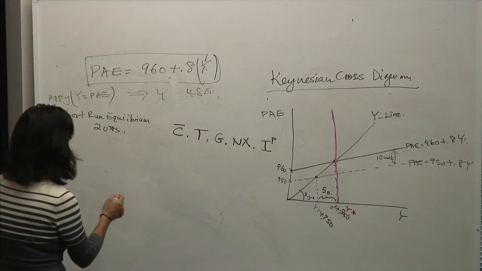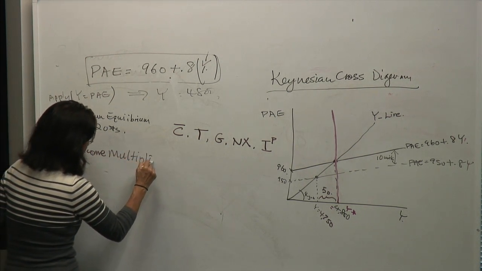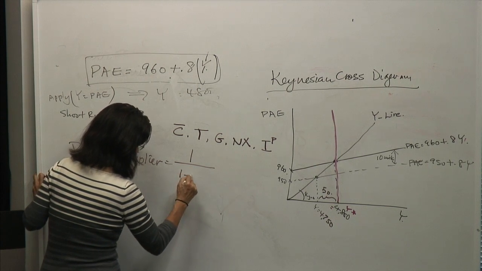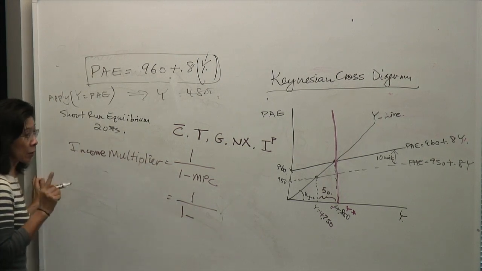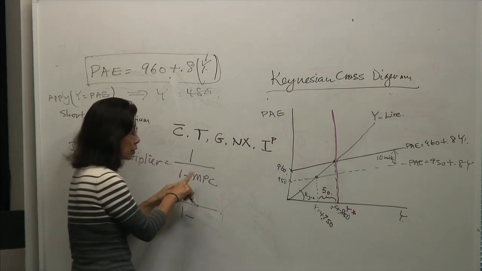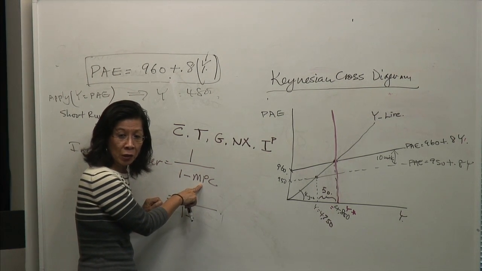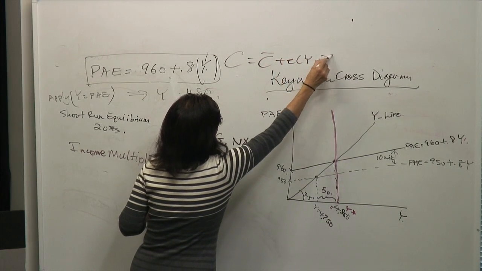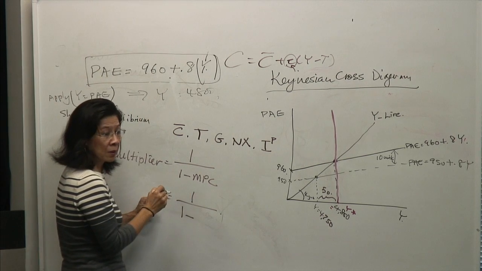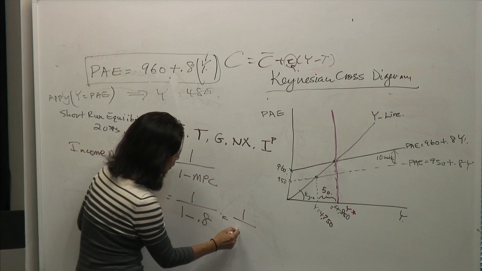I want you to pay attention. This is probably the most important one. Income multiplier, write this down. Your income multiplier is 1 divided by 1 minus MPC. A lot of students screw up. They forget that there's a 1 minus, and just write 1 divided by MPC. Your MPC is your marginal propensity to consume, which in this case is what? Go back to your C equals C bar plus little c times (Y minus T). It's this guy right here. What was that number? 0.8.